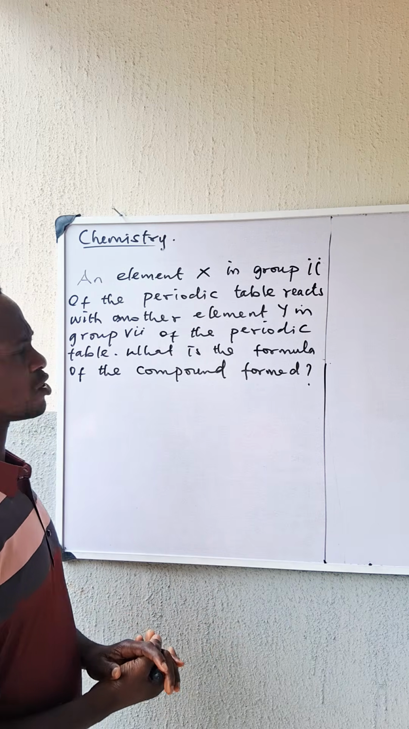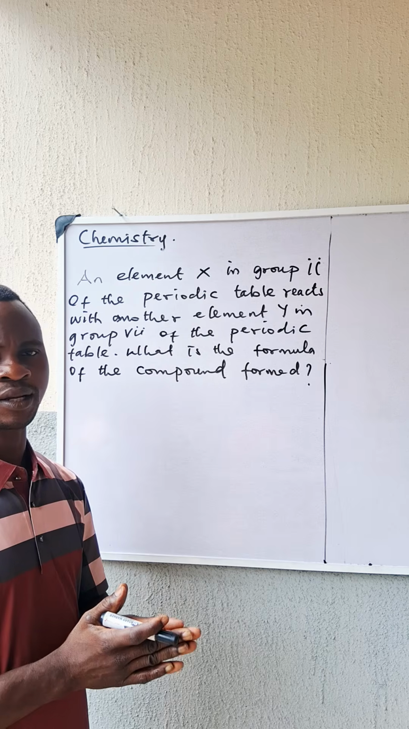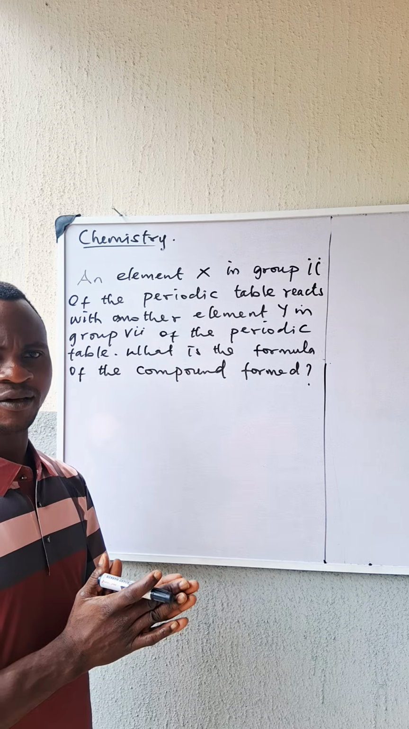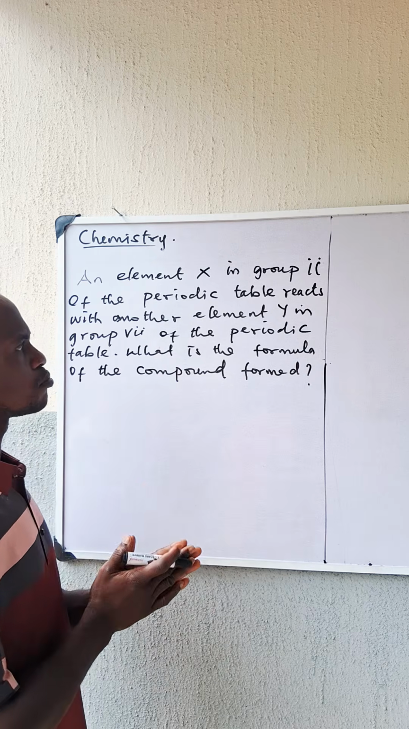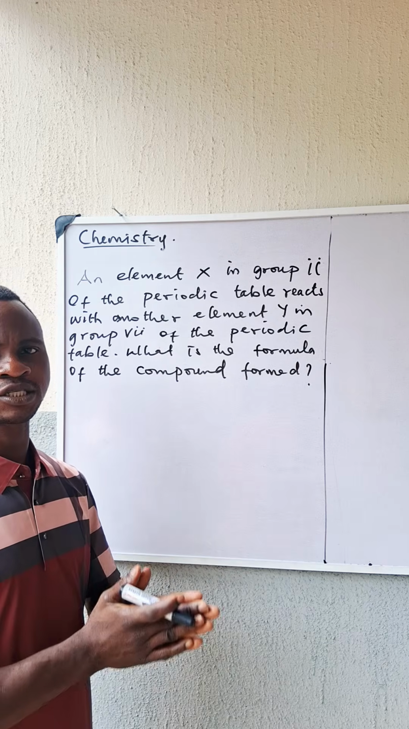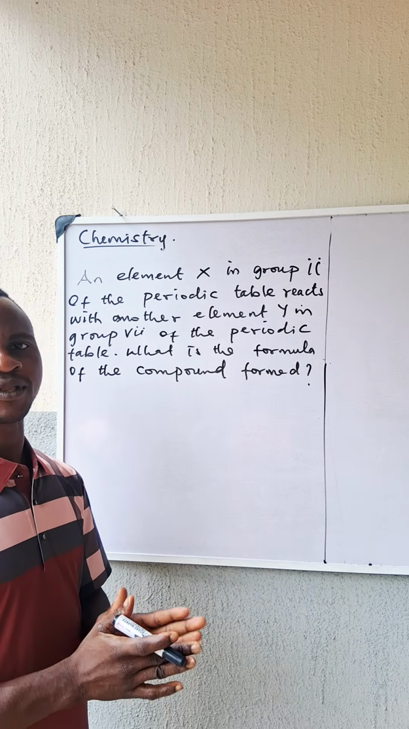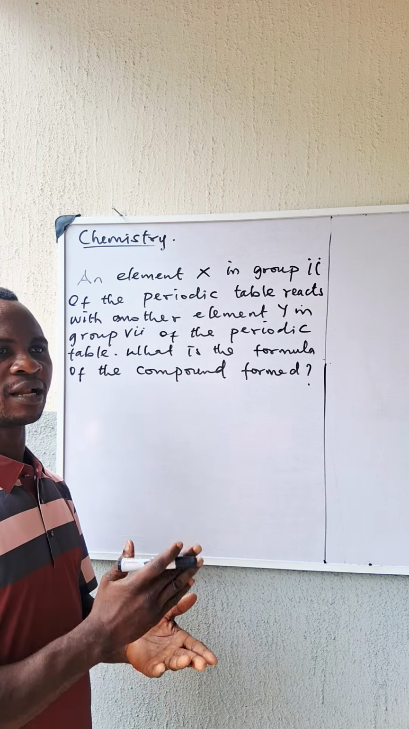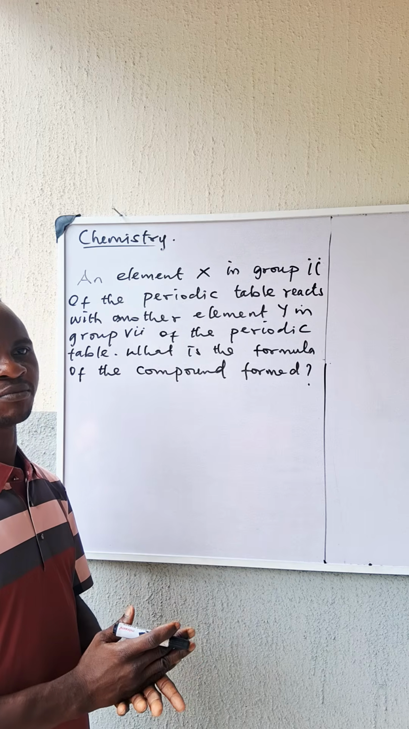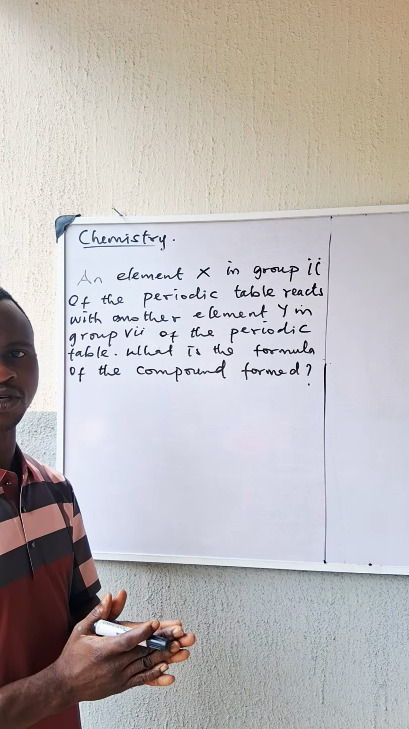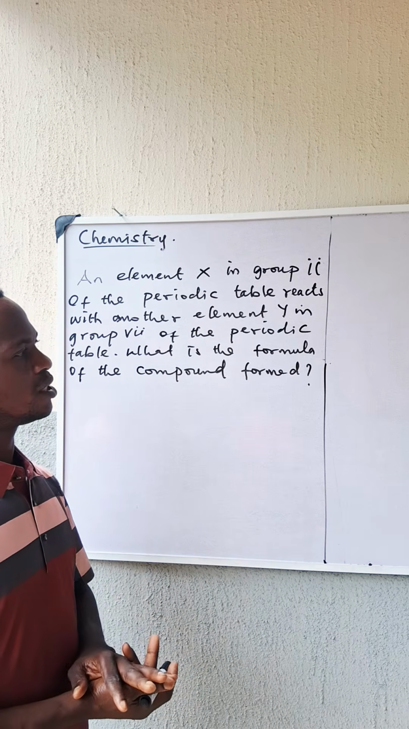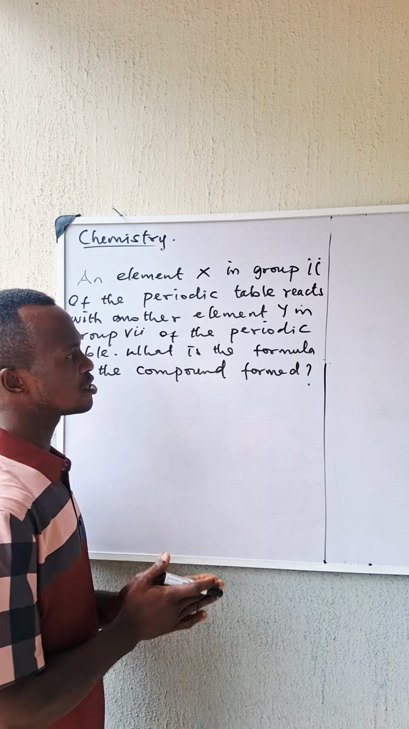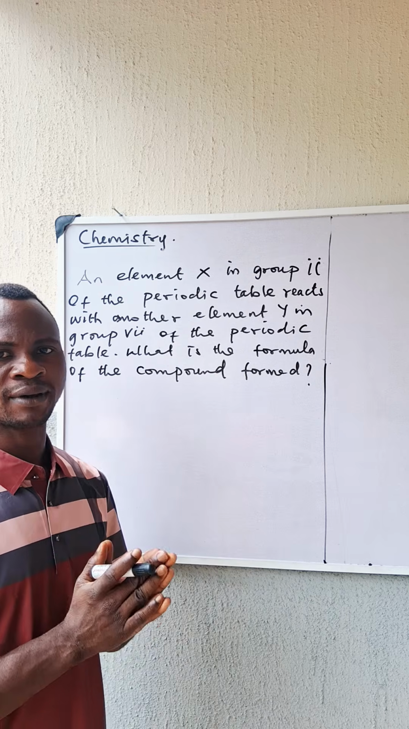Elements in group 1 must have valency of plus 1. Elements in group 3 must have valency of plus 3. But elements in group 4 must have plus or minus 4 of valency. Then, elements in group 5, their valency must be minus 3 because they need 3 electrons to become stable. Elements in group 6 must have valency of minus 2. Elements in group 7 must have valency of minus 1.